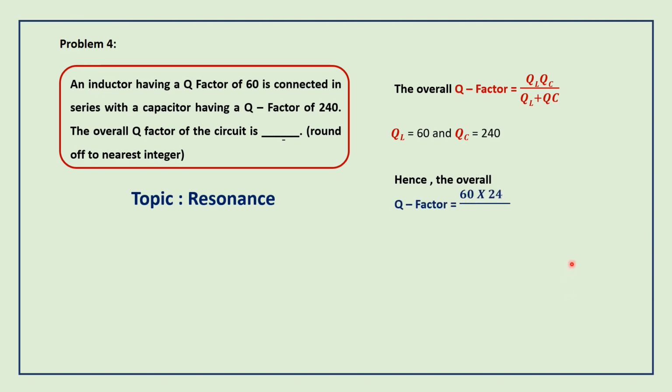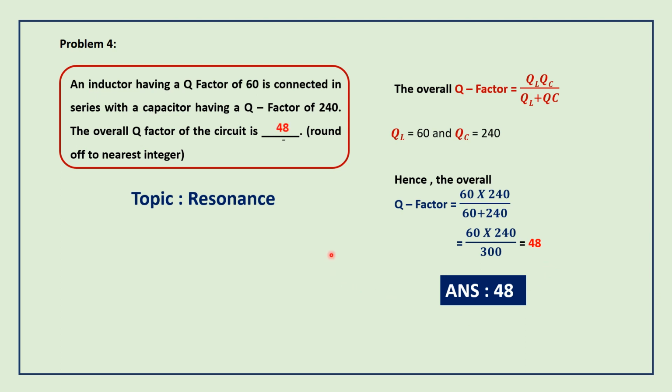Q factor equals 60 into 240 by 60 plus 240. So we know 60 plus 240 is 300. So it can be simplified as 60 into 240 by 300. Here it can be simplified to 48. The two zeros get cancelled and 24 into 6 by 3. So 3 and 6 will get cancelled and it will become 2. 2 into 24 is 48. So the overall Q factor of the given LC circuit is 48. We have found it as 48. The answer is 48. This is also one of the easiest problems given in the electrical paper of GATE 2022.